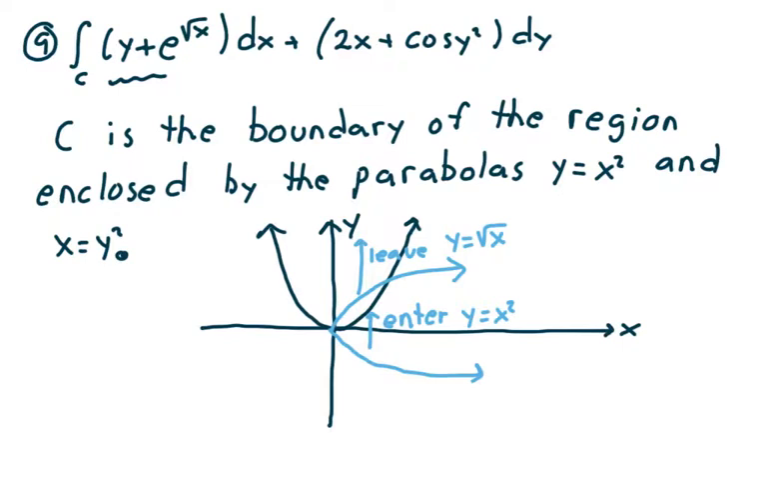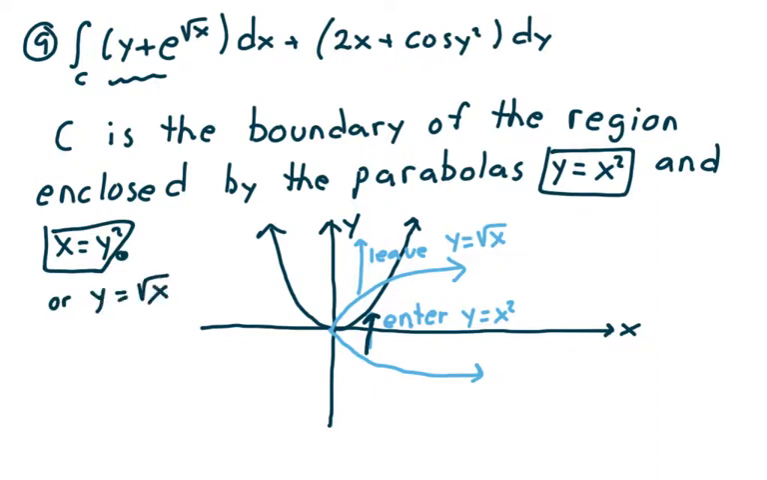C is the boundary of the region enclosed by the parabolas y equals x squared and x equals y squared. And so we have two parabolas. Now I want you to notice something. I'm going to enter through this parabola in black, right? The parabola in black is y equals x squared. I'm leaving x equals y squared, but we have to solve for y, right? Because these are y limits. So when I solve for y, I get y equals square root of x.